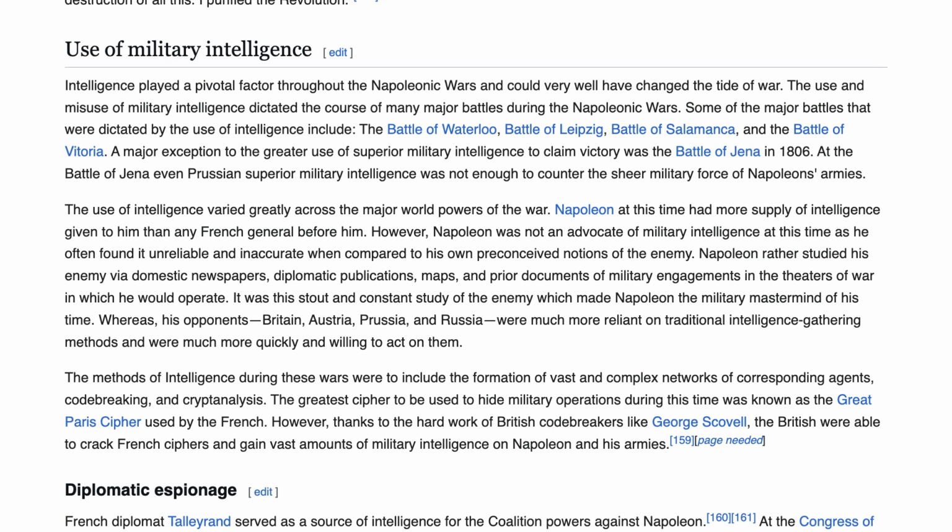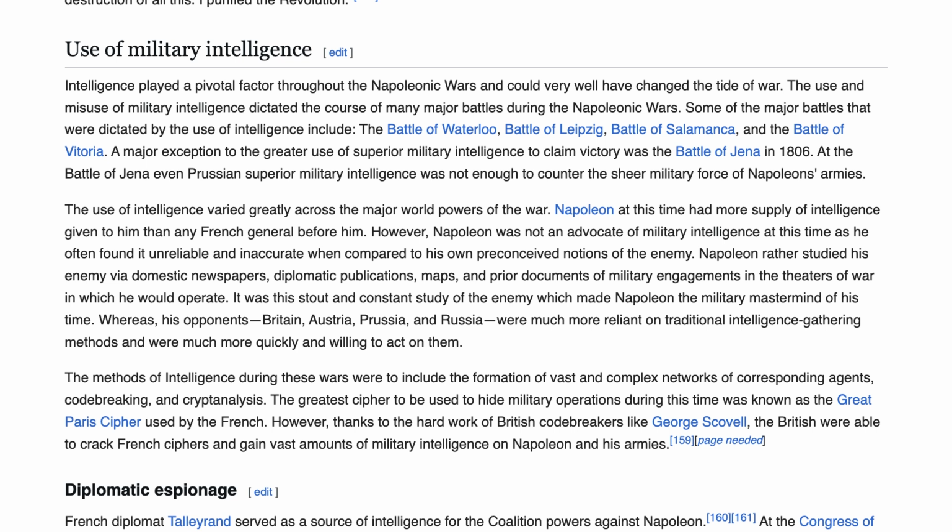Intelligence played a pivotal factor throughout the Napoleonic Wars and could very well have changed the tide of war. The use and misuse of military intelligence dictated the course of many major battles during the Napoleonic Wars. Some of the major battles that were dictated by the use of intelligence include the Battle of Waterloo, Battle of Leipzig, Battle of Salamanca, and the Battle of Vittoria. A major exception to the greater use of superior military intelligence to claim victory was the Battle of Jena in 1806. At the Battle of Jena, even Prussia's superior military intelligence was not enough to counter the sheer military force of Napoleon's armies. The use of intelligence varied greatly across the major world powers of the war.